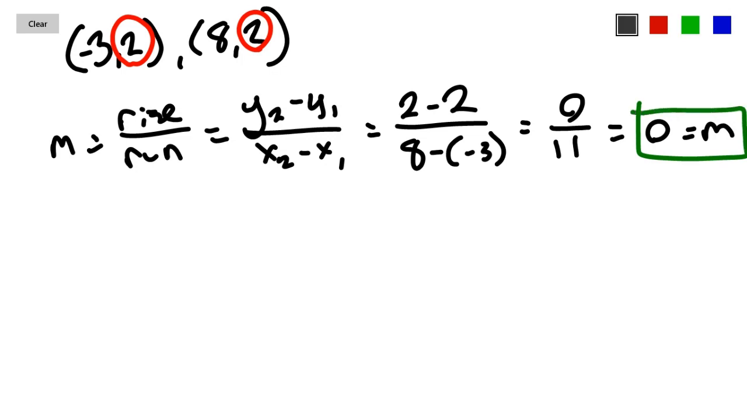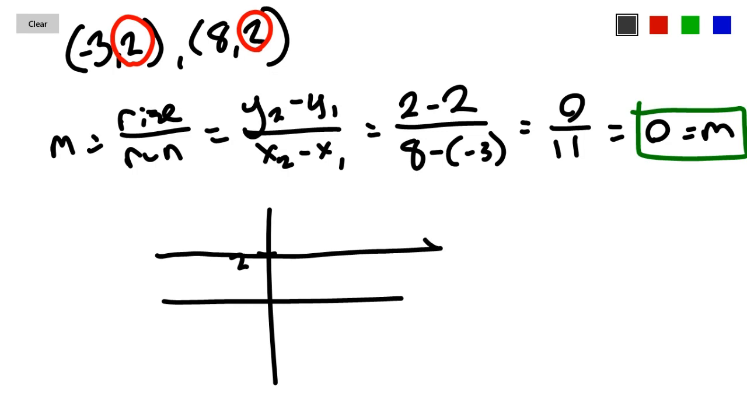And this makes sense because the y coordinate is the same no matter what I have in for the x. So it's going to look like a flat horizontal line going through the point where y equals 2, because the y coordinate is the same.